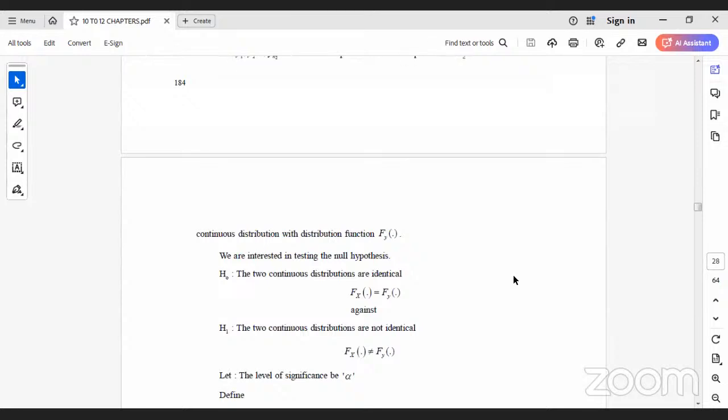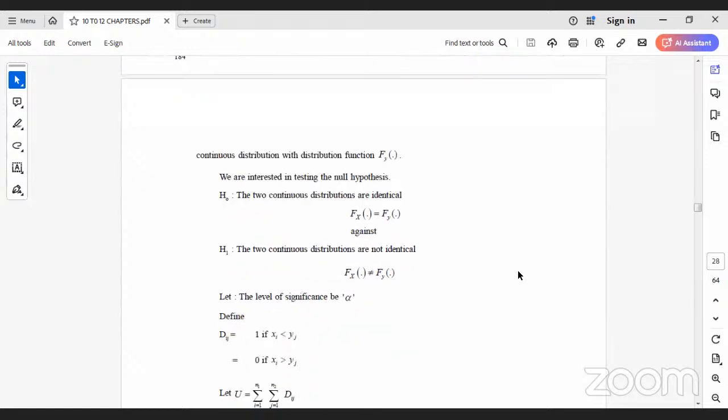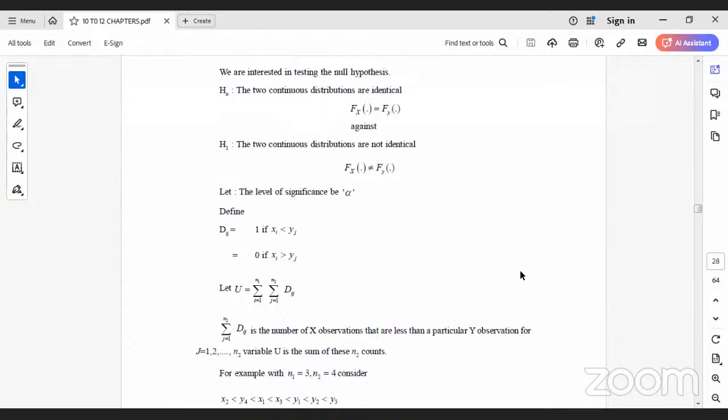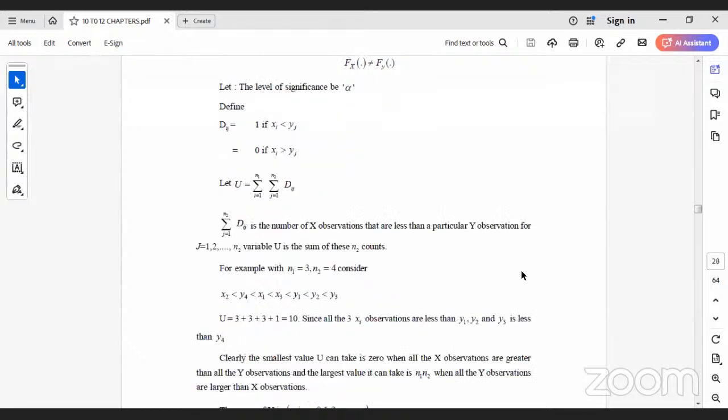We are interested in testing the null hypothesis that the two continuous distributions are identical, f of x equals f of y, against the alternative that they are not identical, f of x not equal to f of y. Consider the counts of xi less than yj and xi greater than yj, so the summation over i from 1 to n1 and j from 1 to n2 of dij. For each j, dij is the number of x observations less than the particular y observation, j equal to 1, 2, 3. The variable u is the sum of these n2 counts.